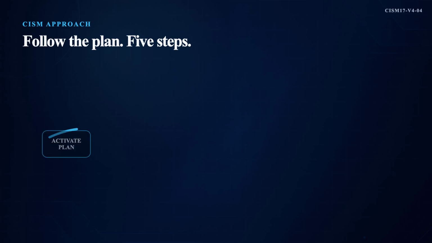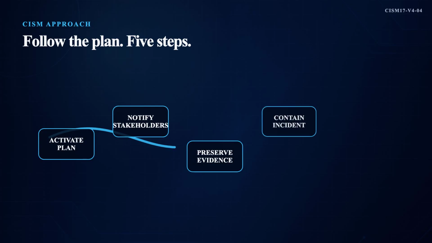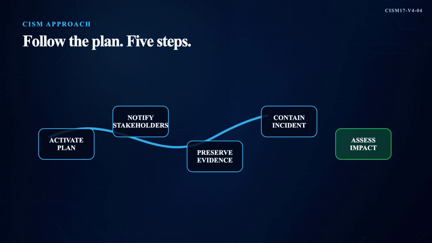The CISM approach is more disciplined. First, activate the incident response plan. The plan defines roles, escalation paths, and communication procedures. Second, notify the required stakeholders. Legal, privacy, executive leadership, and the incident response team must be informed so they can act within their responsibilities.